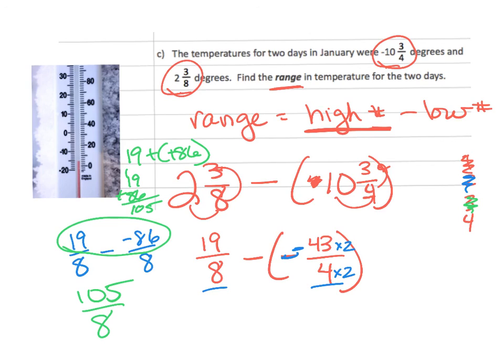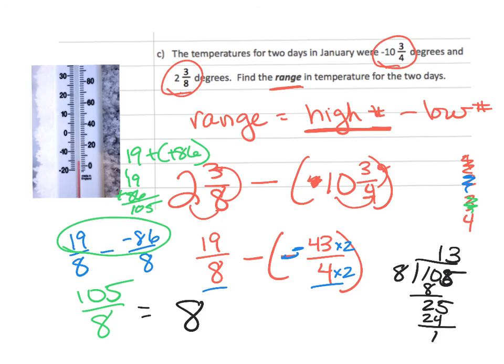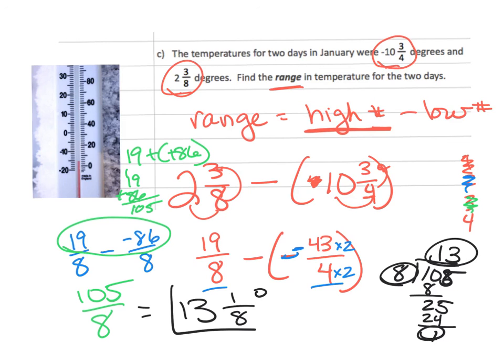Step 4, we need to simplify. So I'm going to do 105 divided by 8. 1 comes out of 10. That leaves 2. Bring down the 5. 3 times 8, which is 24, with a remainder of 1. I'll try this again. I'm taking the wrong numbers. 13 is my whole number. 1 is my numerator. 8 is my denominator. And the degrees is my answer. So 13 and 1/8 degrees.